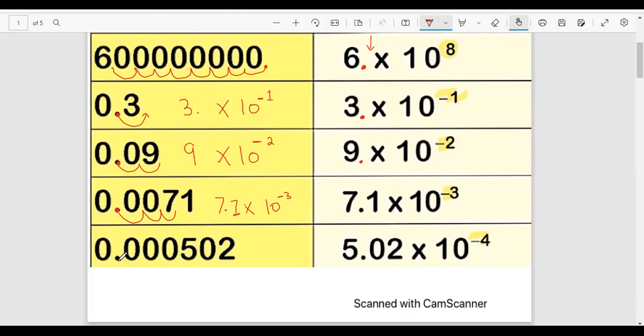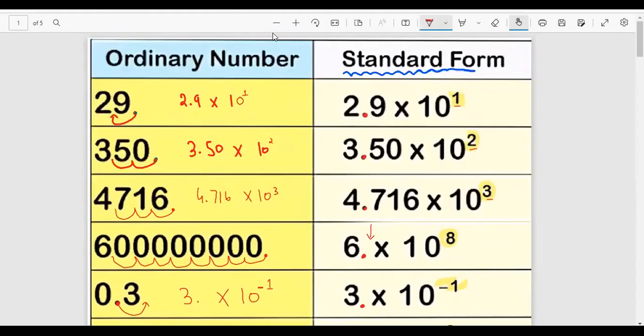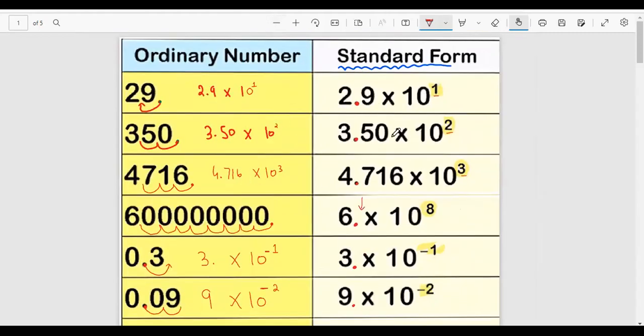And lastly, we have decimal here. So 1, 2, 3, 4. Okay, that is it. And it would become 5.02 multiplied by 10 power something. It would be negative because this time around I've moved the decimal towards the right side. And how many units? 4 units. Okay. So now we know how to convert an ordinary number to standard form.